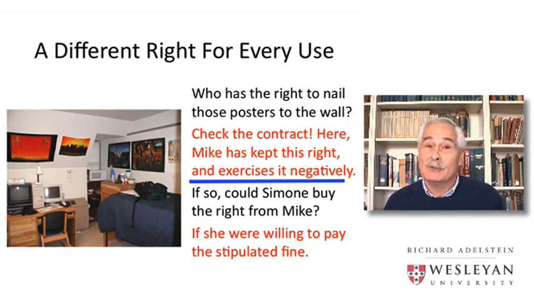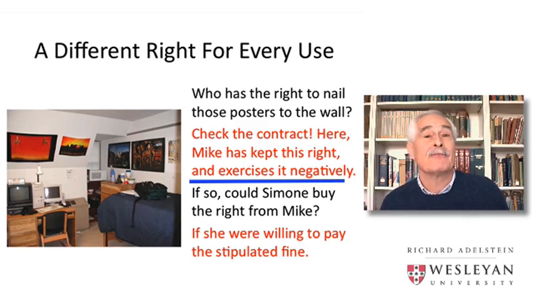And he typically chooses to exercise this right negatively. That means not that he is able to enter into Simone's room and nail a poster to the wall himself, because he has the right to do so. What he does, alternatively, is to exercise the right negatively by forbidding Simone to nail a nail into the wall without Mike's permission.